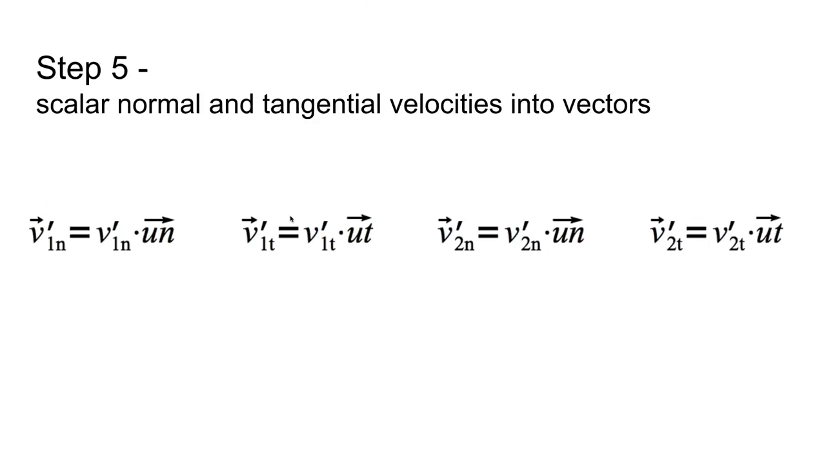Step 5. Now we want to convert the scalar normal and the tangential velocities into vectors. And for that, we need to make a few multiplications between the velocities and the unit normal and the unit tangent that we calculated before. So let's go back to the code and implement that.